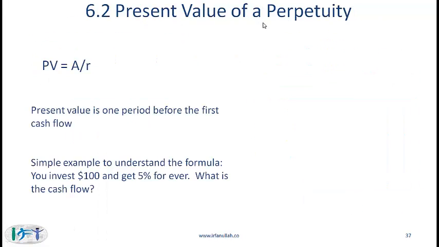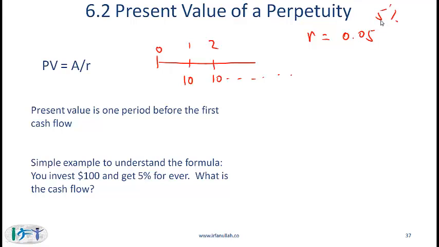Moving now to the present value of a perpetuity, and if you recall, a perpetuity is a never-ending series of equal cash flows. So let's say we have a really simple perpetuity where you receive $10 at the end of every year forever, and let's say that the discount rate is equal to 0.05 or 5%. The present value of this cash flow is simply given by the amount, which is 10, divided by the discount rate, which is 0.05. So the answer here is 10 over 0.05, which is 200.